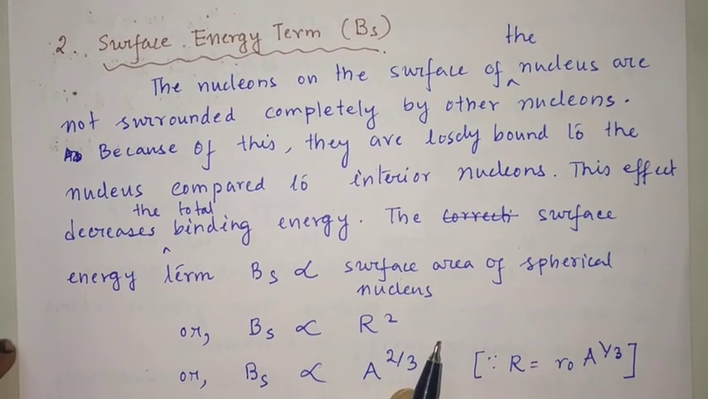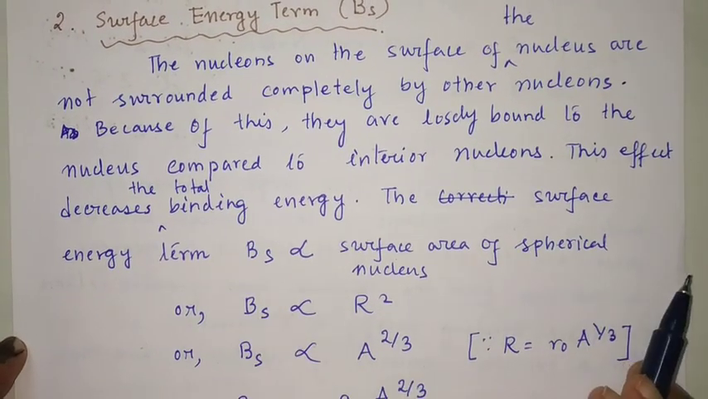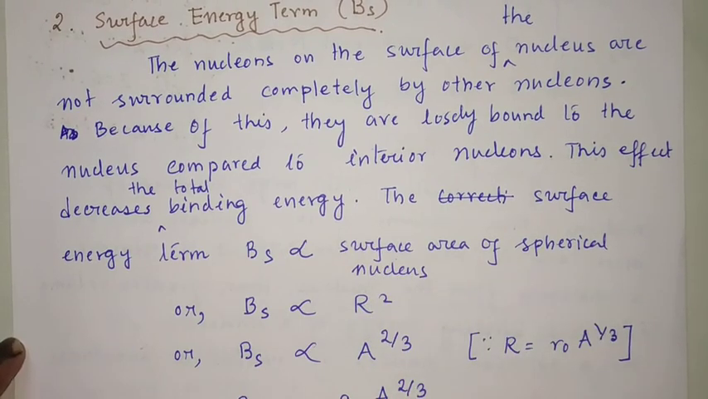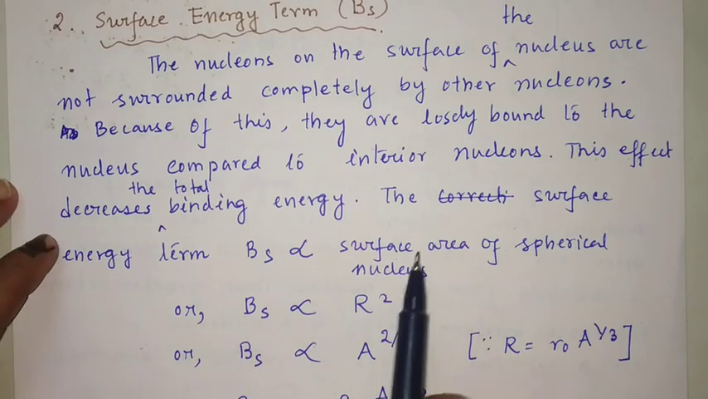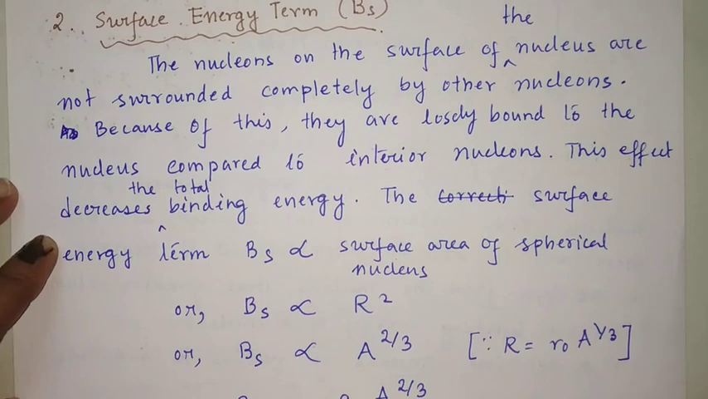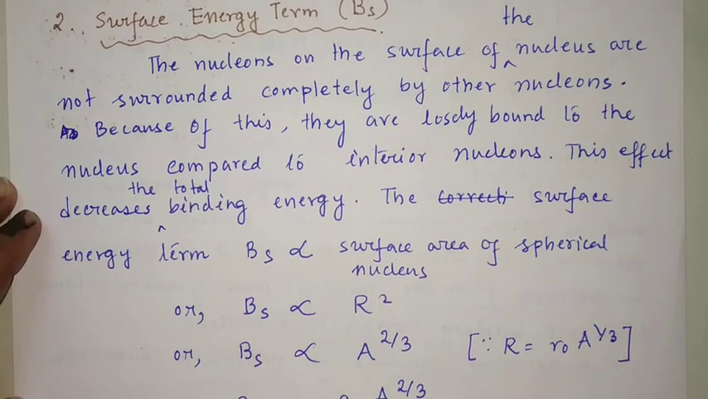This surface energy term Bs is therefore proportional to the surface area of the spherical nucleus, because if the surface area is greater, then there will be more nucleons on the surface. As there will be more nucleons on the surface, each of them will reduce the binding energy to some extent. As a result, the surface energy term is proportional to the surface area of the spherical nucleus. If the surface area is greater, there will be a greater number of nucleons on the surface, and they will decrease the binding energy even more.